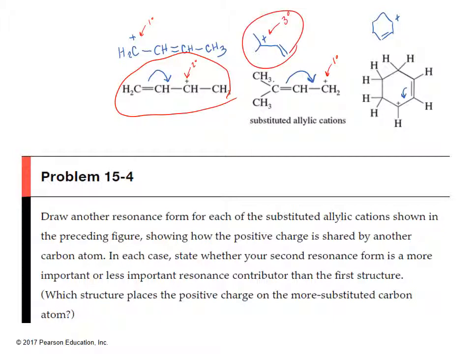And then in the last example, the electrons moved to here to give you a double bond in that new location, and that moved the carbocation to there. So that gives us this new structure. They are equally stable. In both cases, the carbocations are secondary.